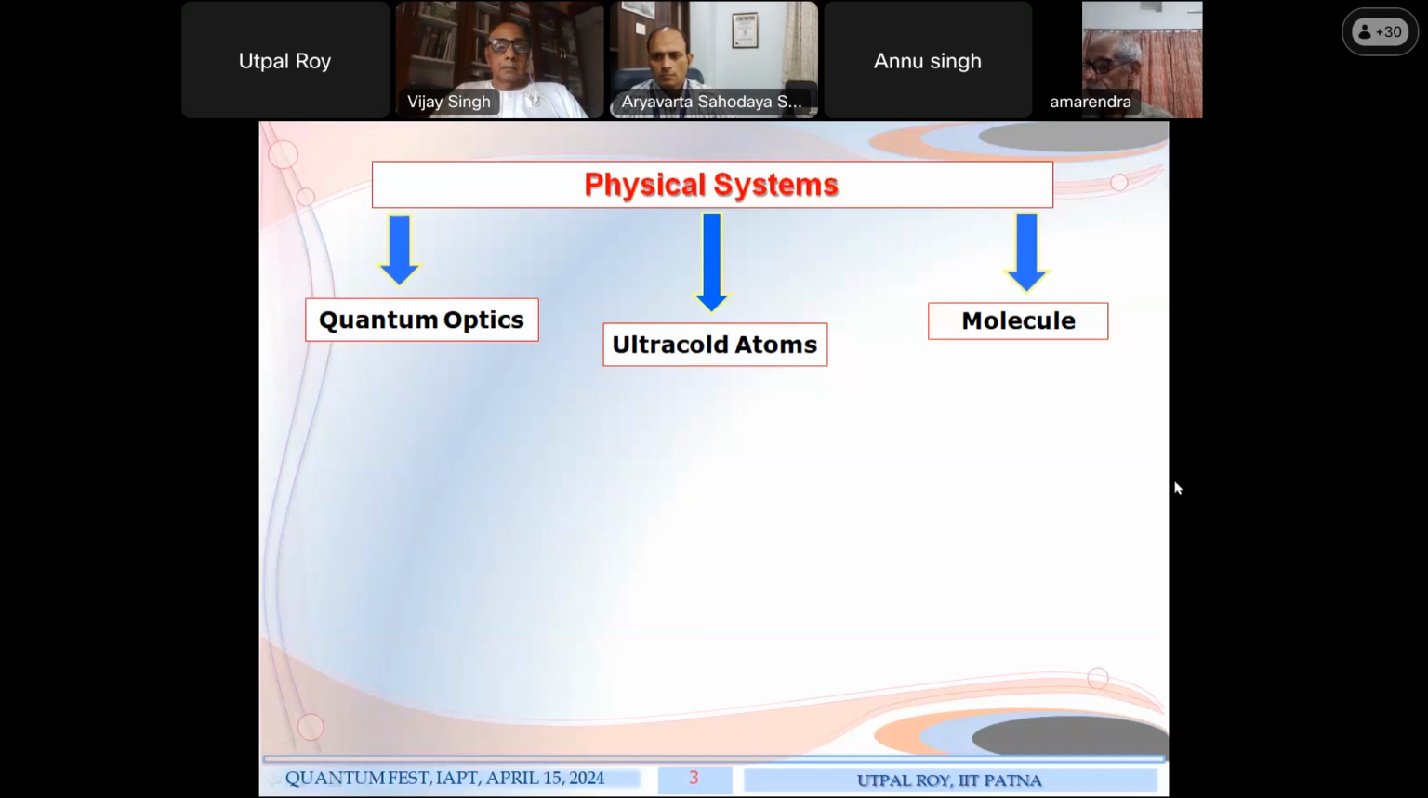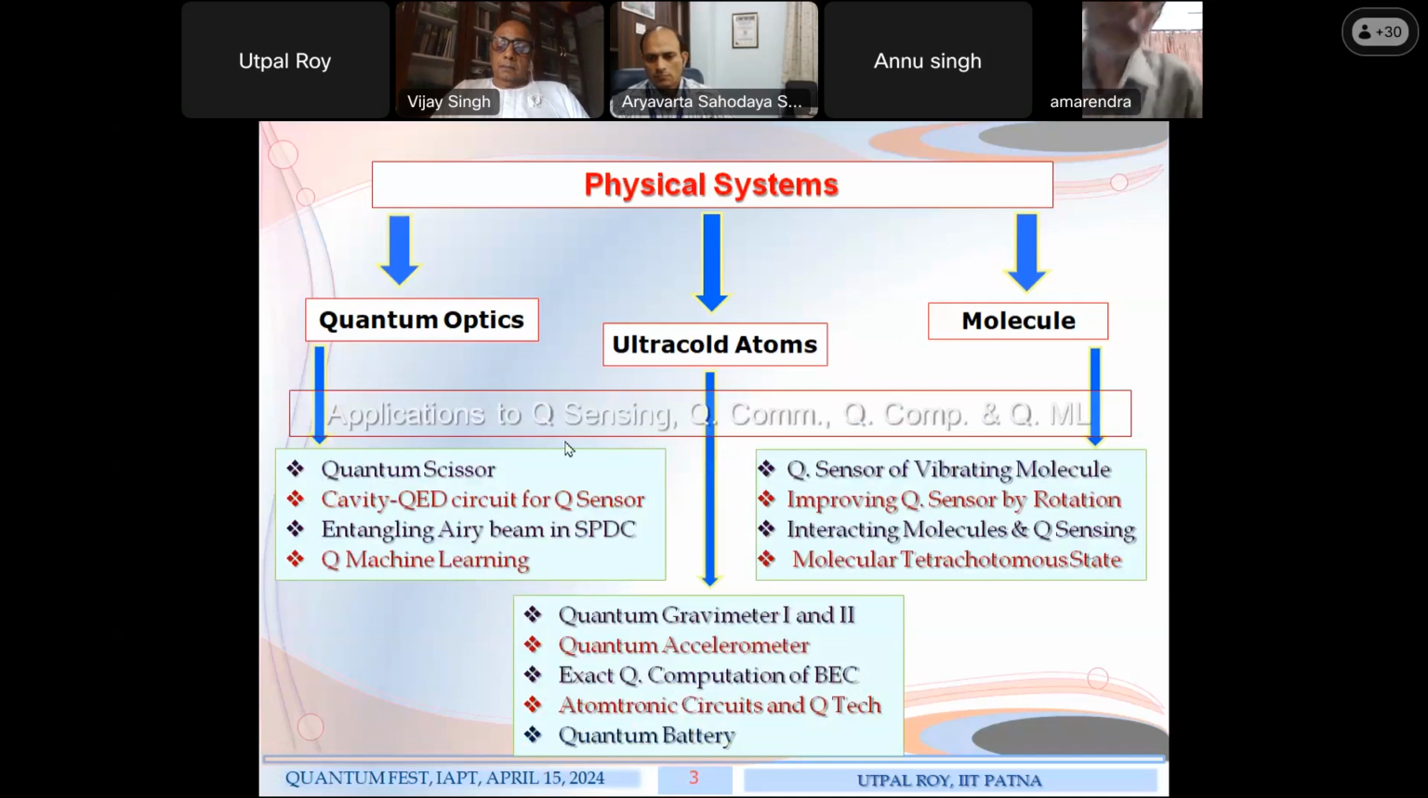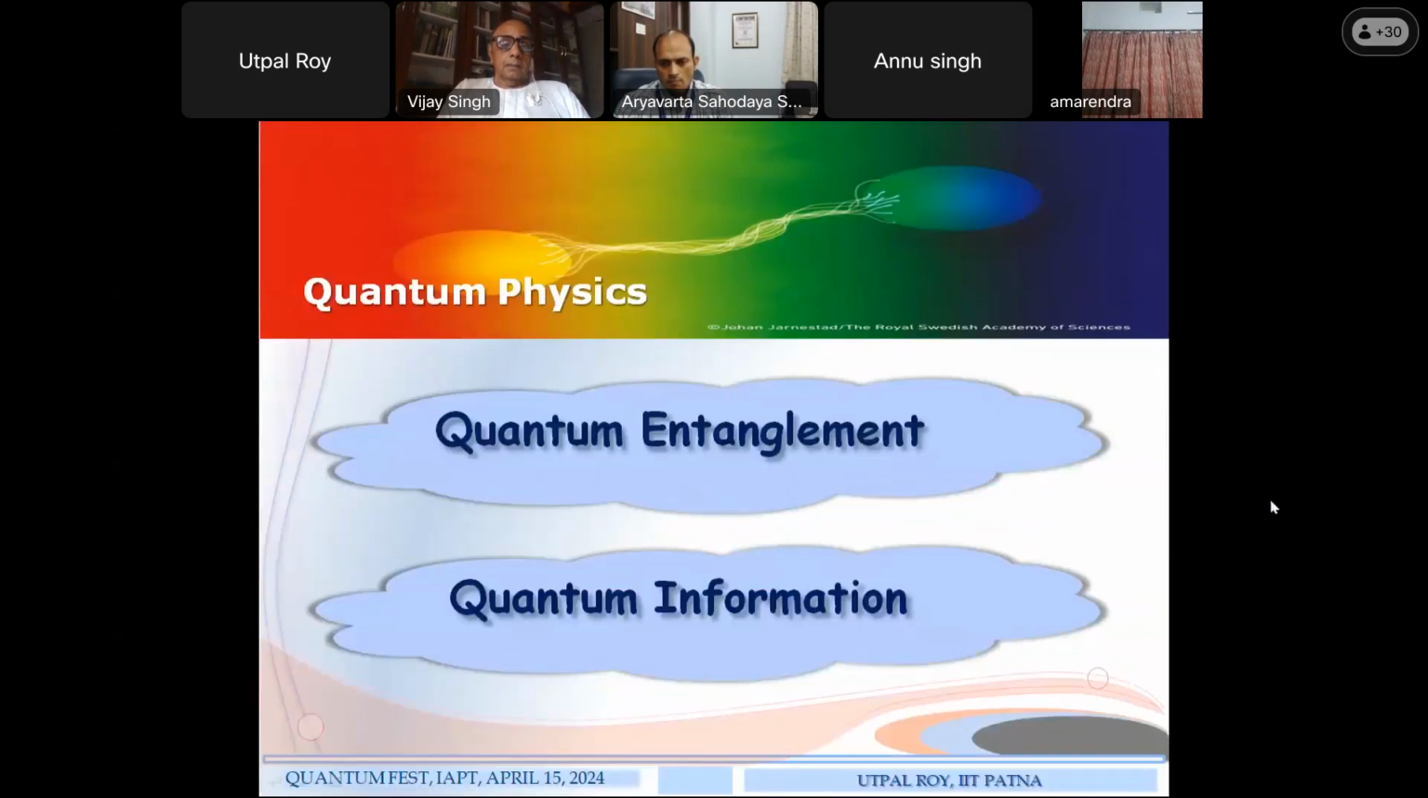And here at IIT Patna and nearby places in India, there are many groups working on these aspects, quantum optics, various aspects. I will not get into those things because time is limited. Now, as I said, there are two components, quantum entanglement and quantum information. These two are the salient aspects which have no analogy to classical systems. This is completely different from classical systems, and that makes the quantum system so robust and useful.